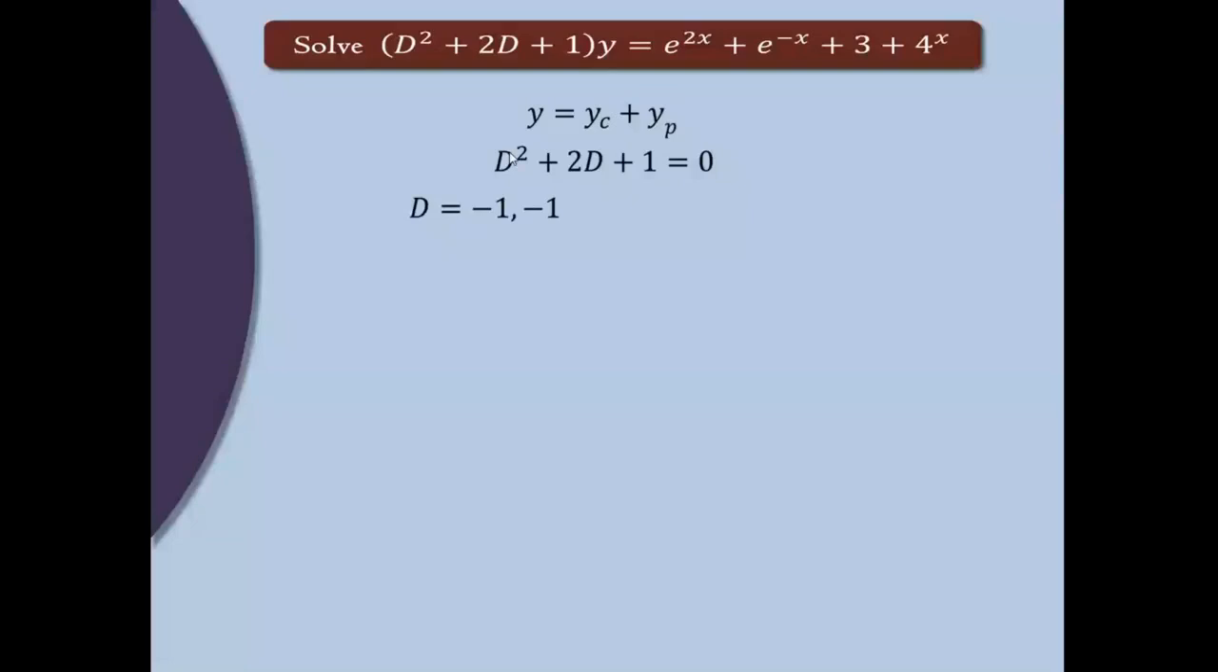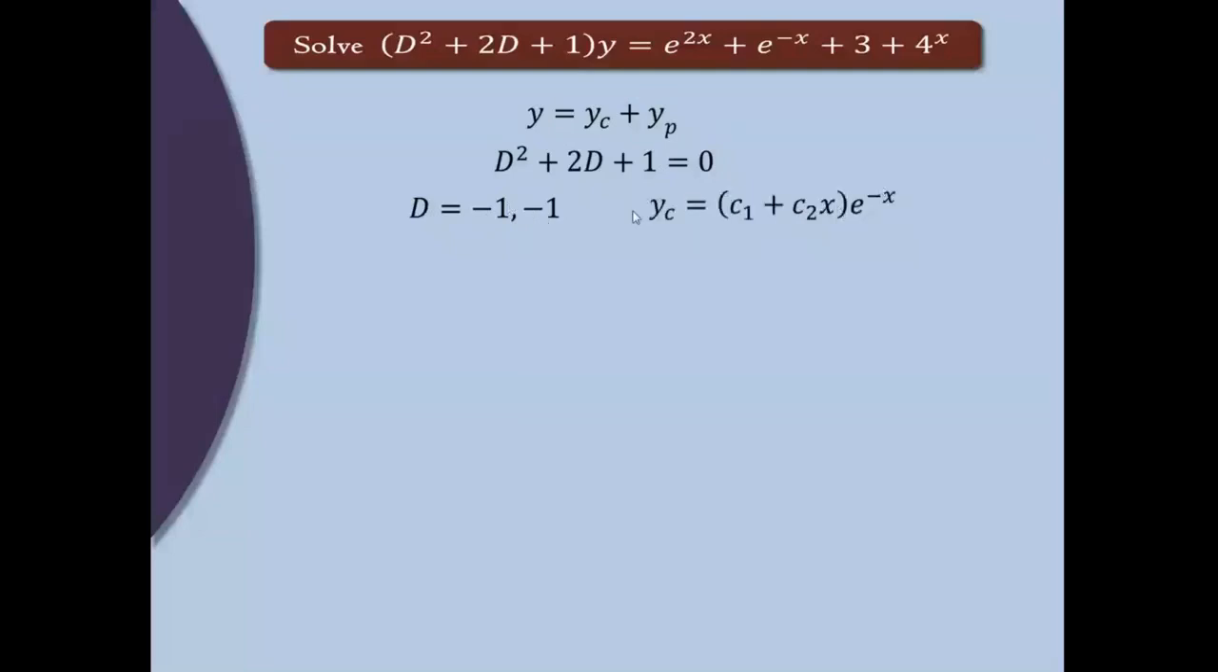So d equal to minus 1, minus 1. And these roots are real. Minus 1 is real, but it is repeated. So use the condition of real and repeated two times. So we take the constant c1 plus c2x, e raised to this root, minus 1x. c1 plus c2x, e raised to minus 1x.